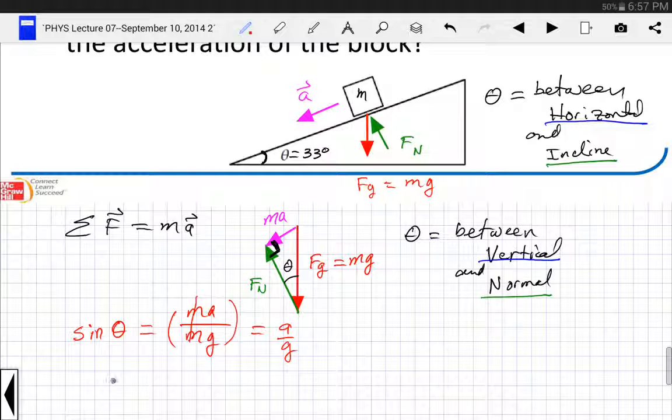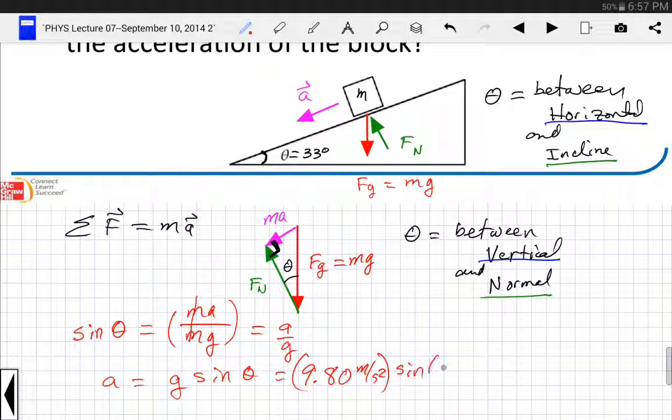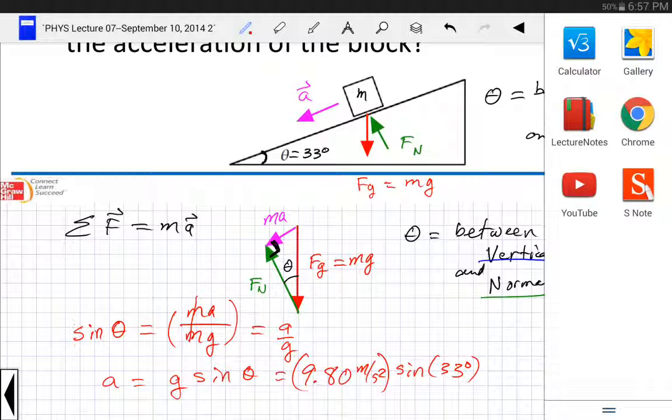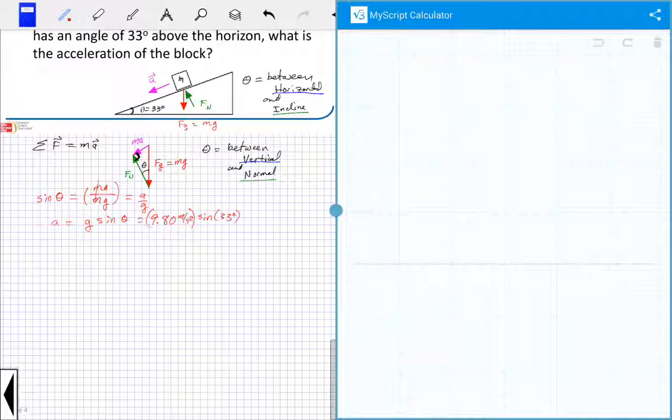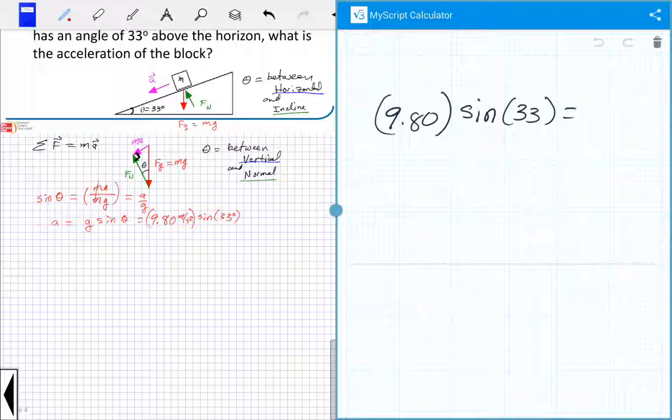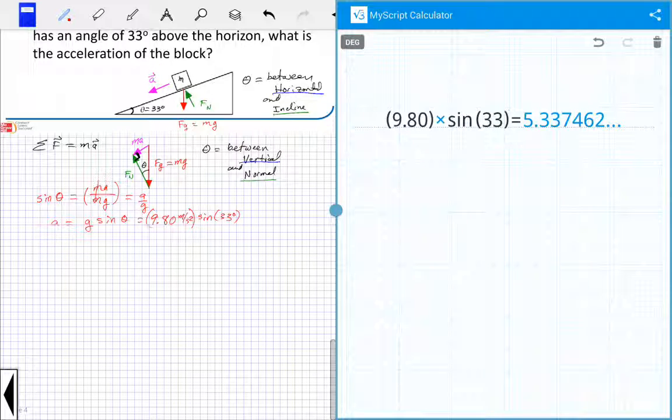So once again, solving for a, the acceleration is equal to g sine of theta, which is going to be 9.80 meters per second squared times the sine of 33 degrees. Well, of course I don't know that. I know sine of 33 is slightly bigger than a half, but I don't know how much bigger. So I do 9.80 times sine of 33 degrees, and it tells me that that is 5.34.